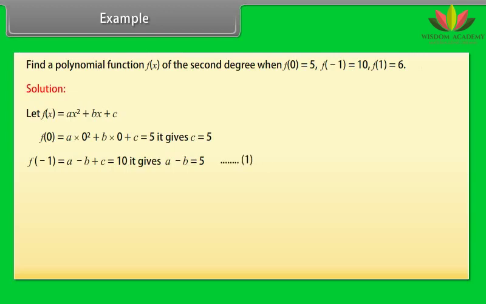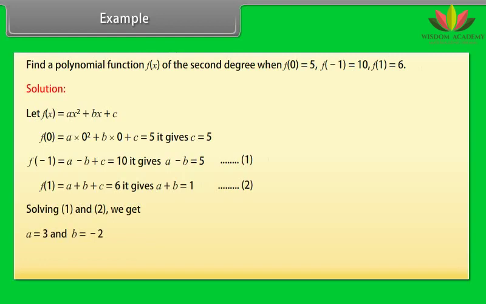Name it as 1. f(1) = a + b + c = 6. It gives a + b = 1. Name it as 2. Solving 1 and 2, we get a = 3 and b = -2. So, f(x) = 3x^2 - 2x + 5.